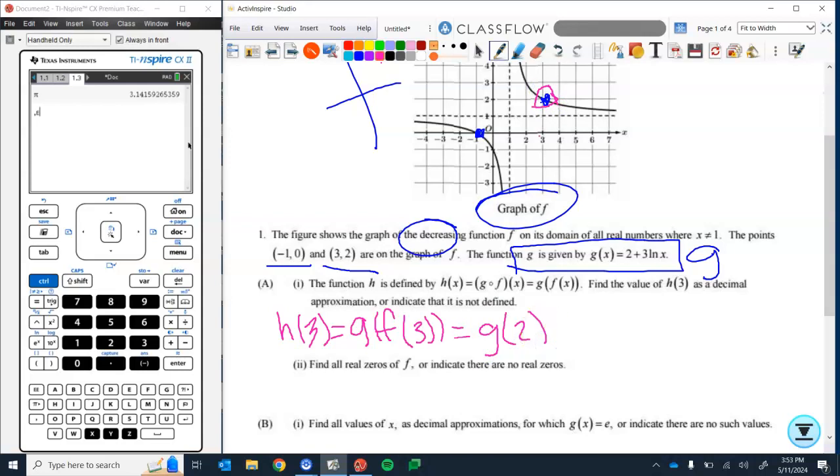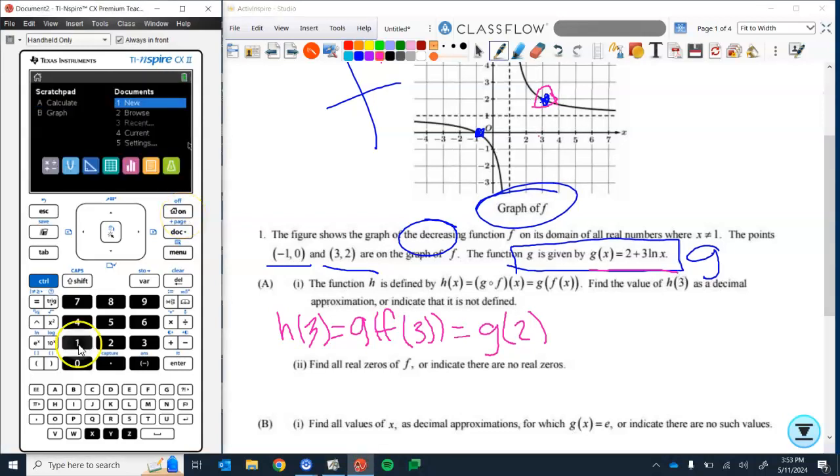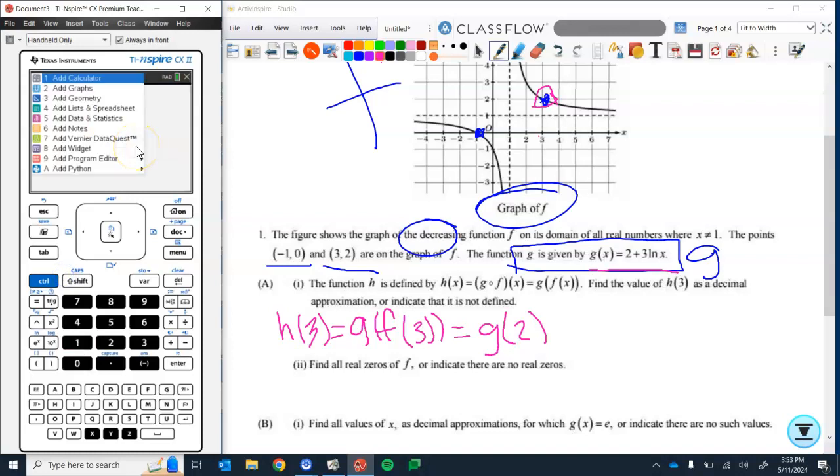This is where the calculator comes in, because remember, FRQ 1 and 2 are both calculator questions. Now, I'm at the beginning of this question, and I need to use g of x. I could put it in the calculator screen, but if I want to use it over and over again, it's really better if I put it in the graph screen. So I'm going to go on new, add a graph, and put this in.